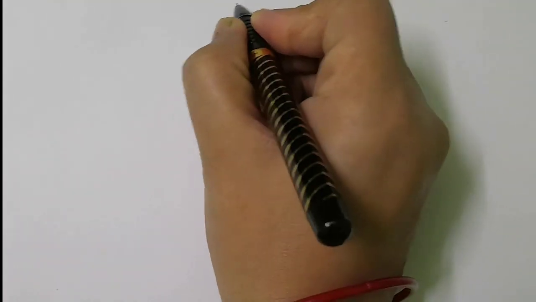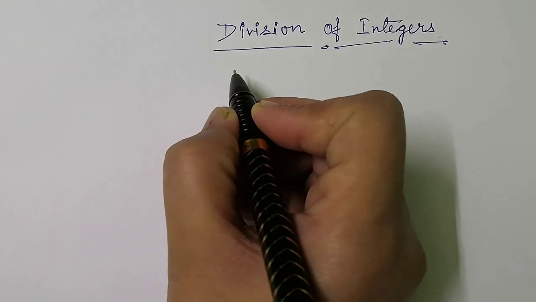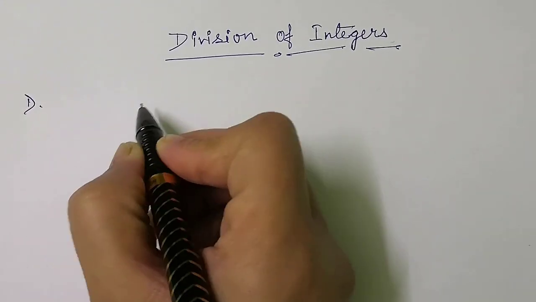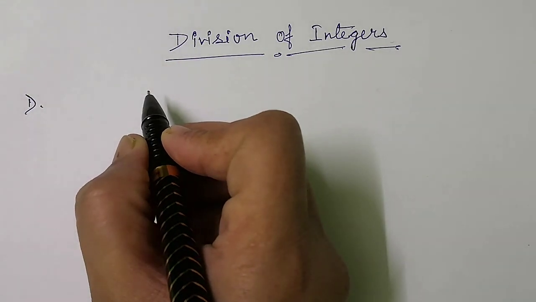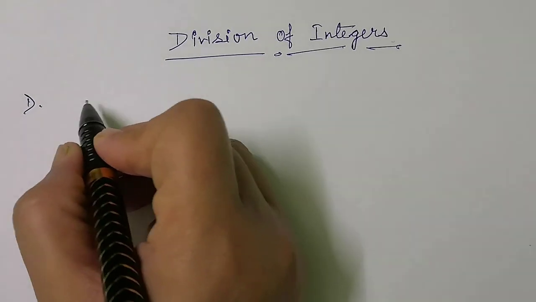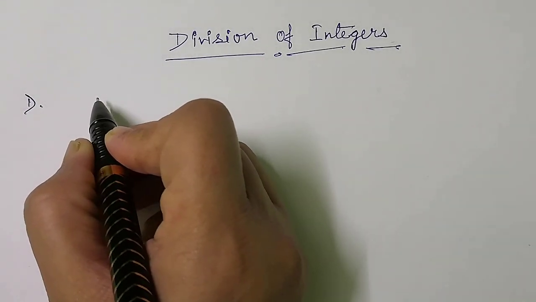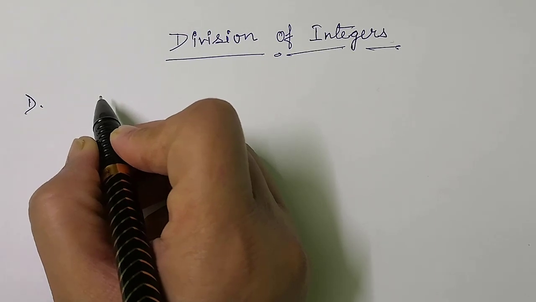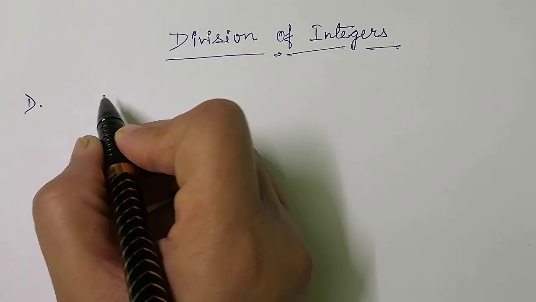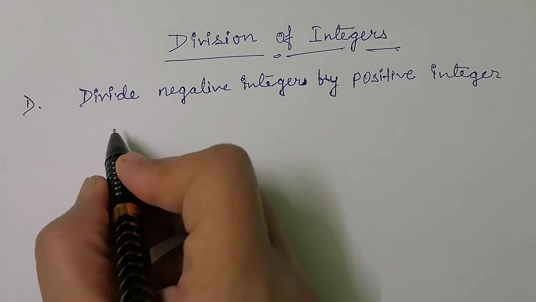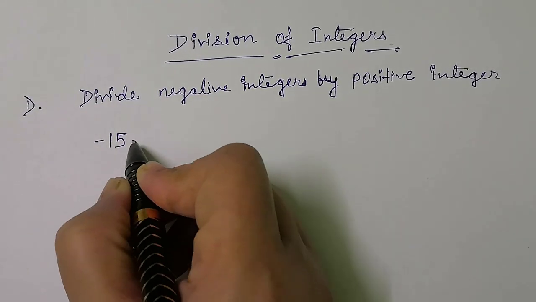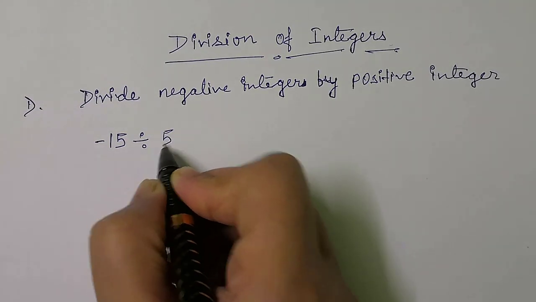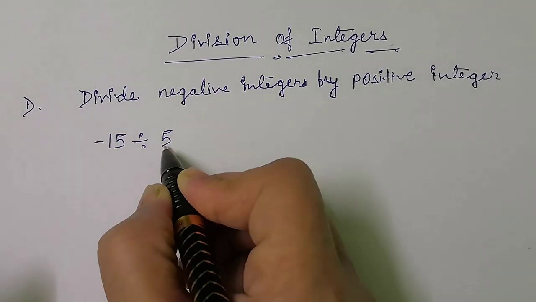So, division of integers. In division of integers we will face two types of integers, negative and positive. First, I am going to teach you how to divide negative integers by positive integers. One example I am taking here: negative 15 divided by 5. This is a negative integer and this is a positive integer.